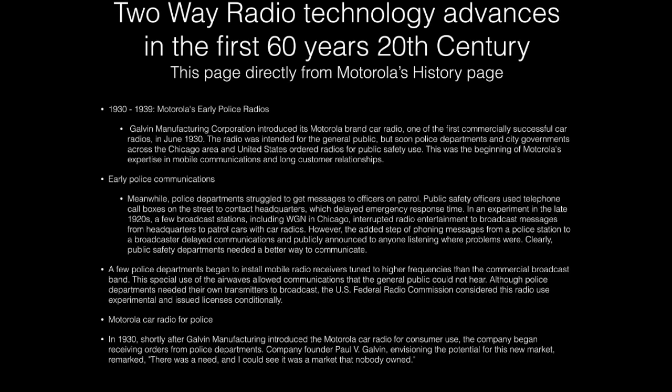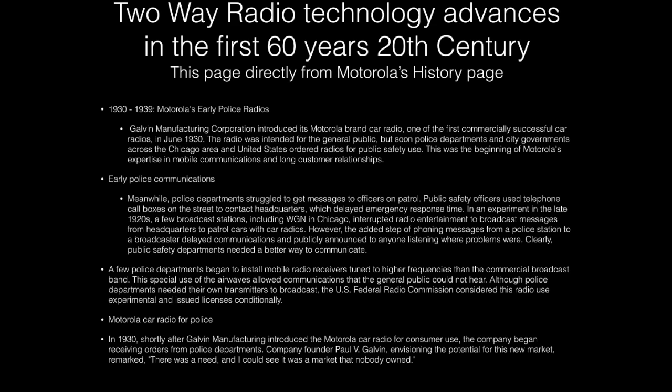Some of the broadcasting stations, interestingly enough, including WGN, a huge AM station in Chicago, would actually interrupt and broadcast messages from headquarters to police patrol cars with radios. Basically they call headquarters, then drive to the closest phone box and call in, but we still had some delays. So some police departments thought, why don't we use these upper frequencies on the radio dial that no one is using, so headquarters could call us in the car one way and tell us what's going on? So, car 16 in your area, be on the lookout for a dog running around or something like that.